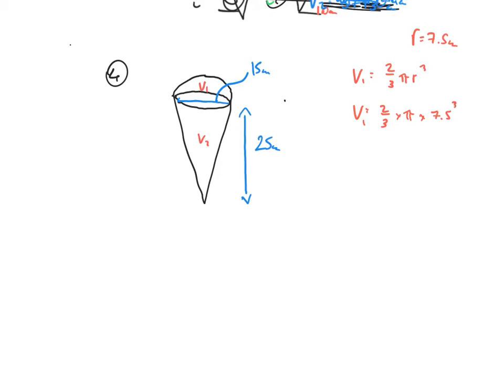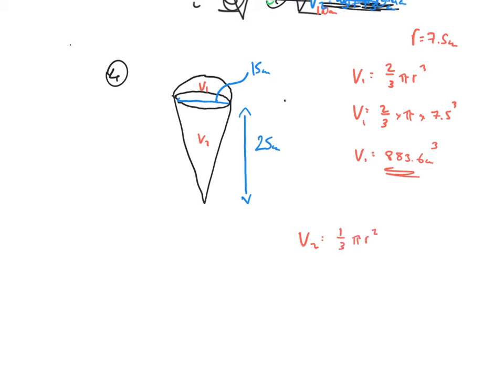So the radius will be, you can do that in your head, 7.5 centimetres. So it's 2/3 times pi times 7.5 cubed. And let's punch that in the calculator. To one decimal place, that will be 883.6 cubic centimetres. Let's go after volume 2. That's the cone.